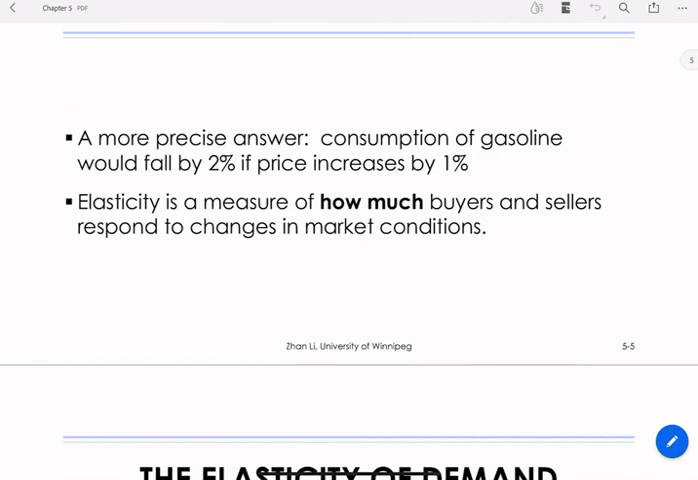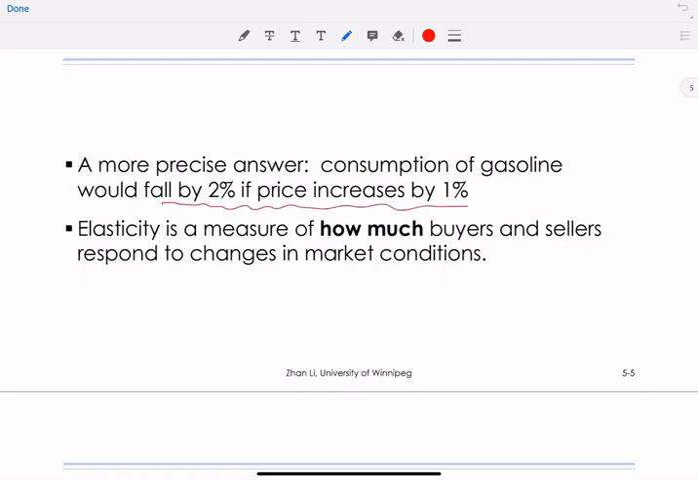So let's say we have some precise answer, right? After some measurement, we find out the consumption of gas would fall by 2% if price increases by 1%. This is a very precise answer. And later you will see that to get this kind of answer, you need the definition of elasticity.